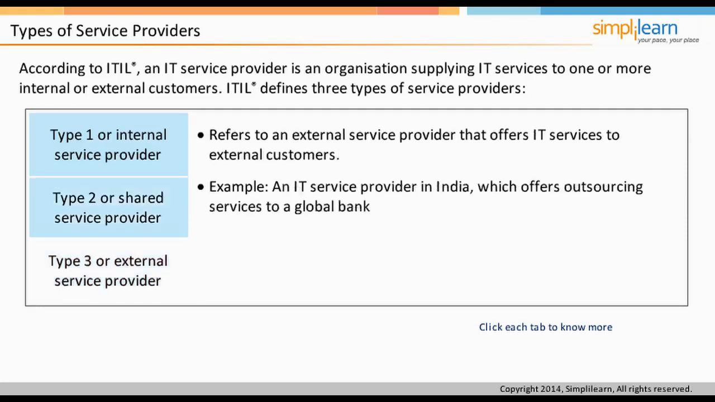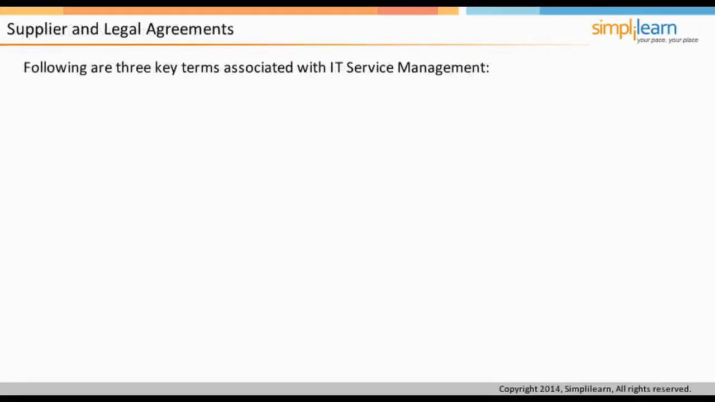Type 3 refers to an external service provider that offers IT services to external customers. For example, if an IT service provider in India offers outsourcing services to a global bank, the former is considered as an external service provider. In the next screen, we will focus on two terms which are supplier and contract. We will first explain what a supplier is and follow up with the definition of a contract.